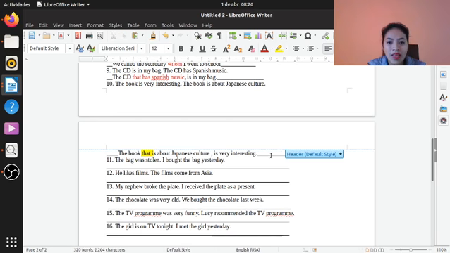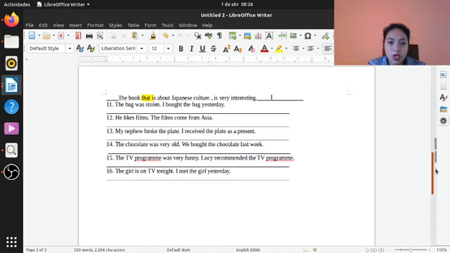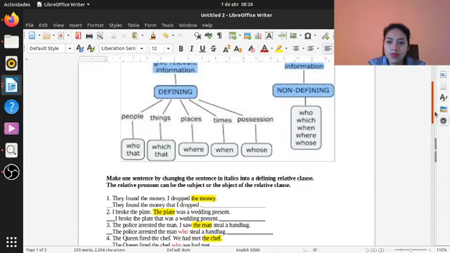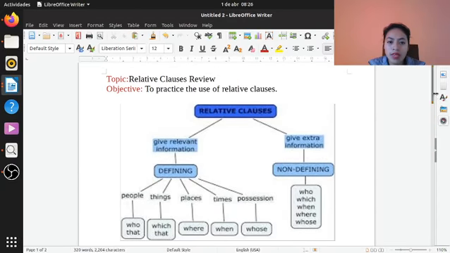Very good. Okay, my dear students, I hope this topic is clear. Now, what's your task for today? Your homework is to complete these 5 sentences. You have to join these ideas, okay? Okay, my students, you have to use, obviously, relative pronouns. Who for people, that for things, where for places, when for time, and whose for possession.